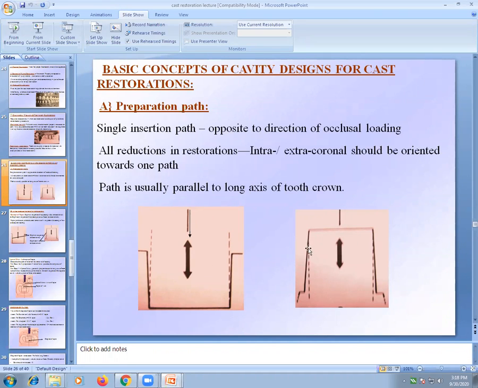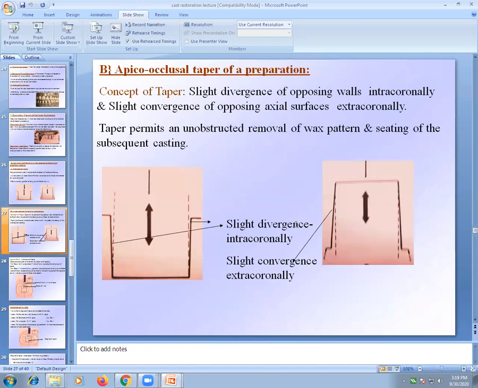If suppose there is irregular taper, right? Then what happens? You can remove the wax pattern from any direction. So there will be multiple paths of insertion, and the retentive factor is reduced. Right? So your path of preparation should be single. Then the apico-occlusal taper of the preparation, right?